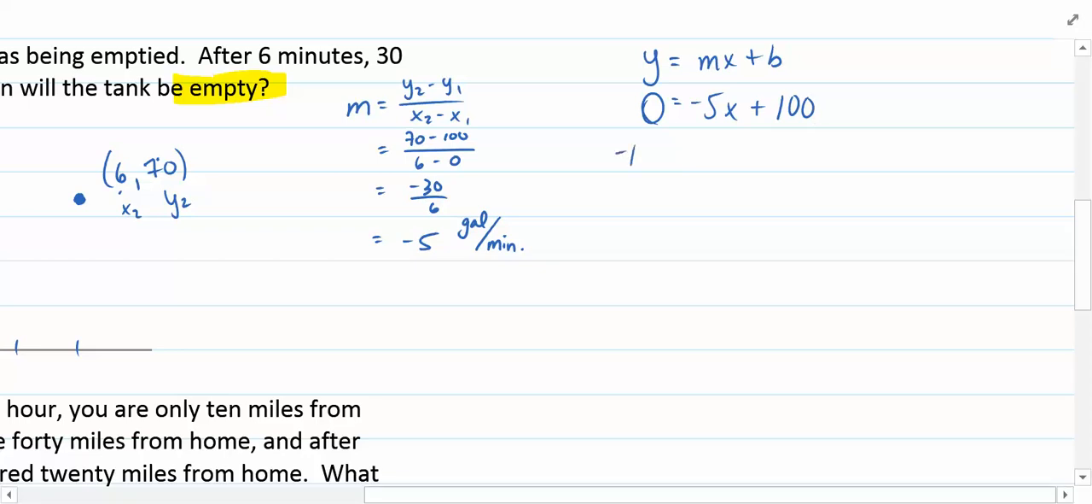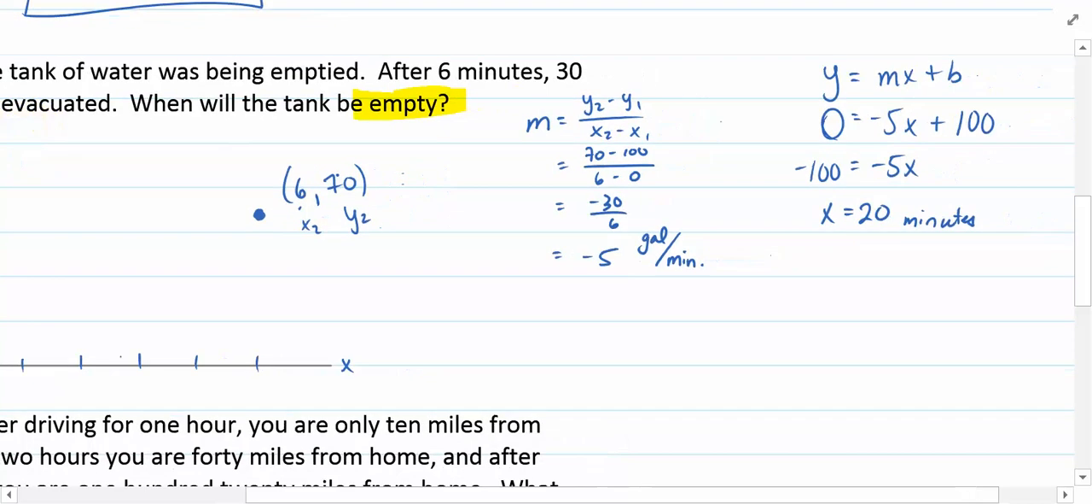Let's subtract 100 from both sides. Negative 100 equals negative 5x. Divide this by negative 5 on both sides, and we're now left with x equals 20. X is our time. It is the time that's passed since we've pulled the plug on this barrel and we started emptying the water. It would take 20 minutes to empty this entire tank.